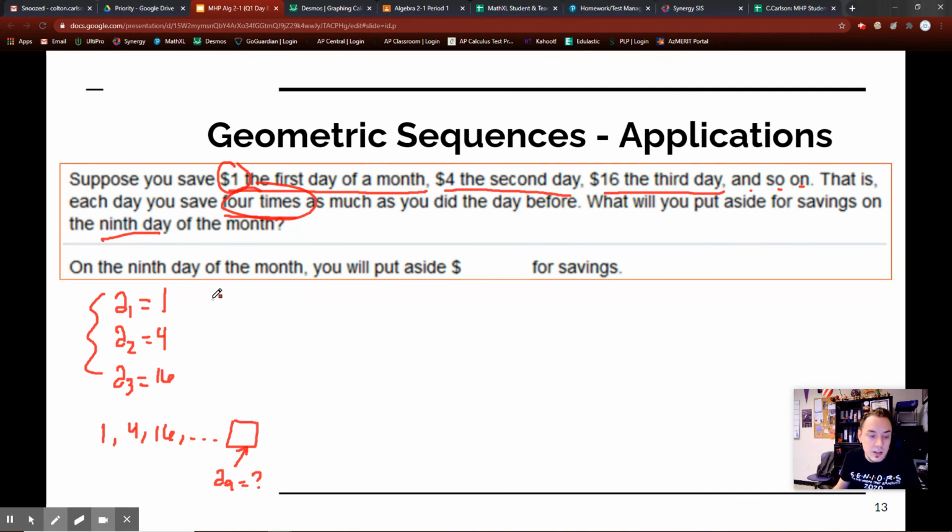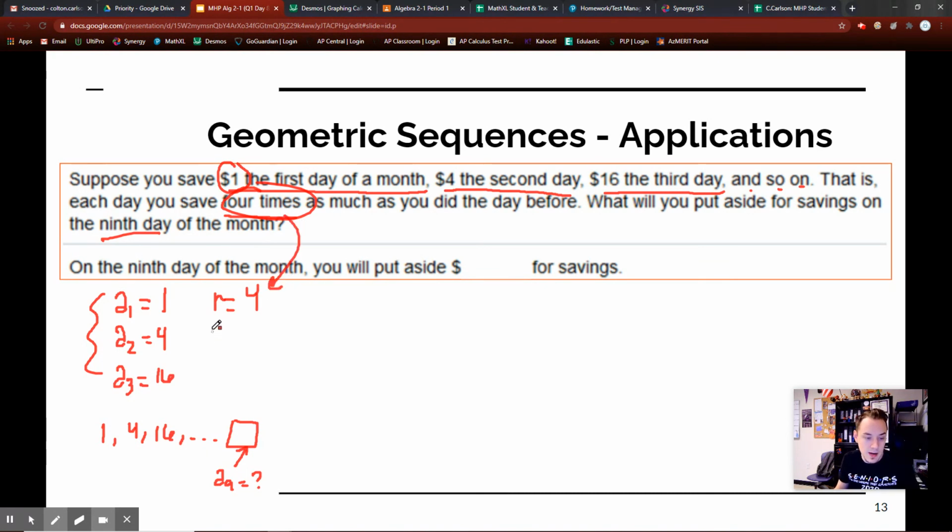Okay. We also need a couple more variables. What is my r? Well, here it says 4 times as much. So you're saving 4 times as much as you did the day before. So you notice 1 times 4 is 4. 4 times 4 is 16. So that 4 there is going to be my common ratio right there.